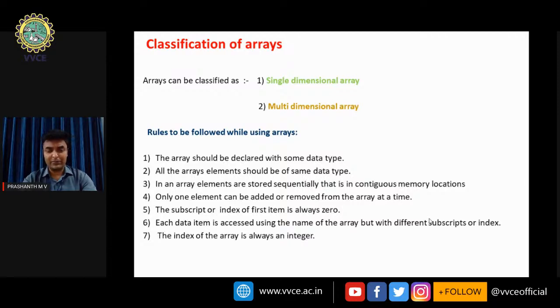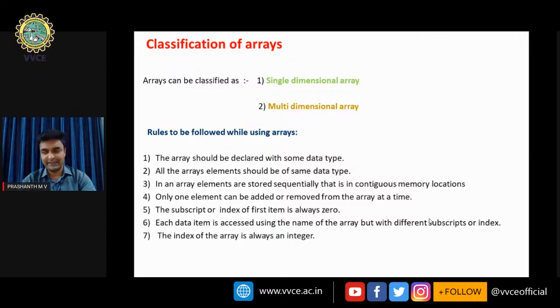I can't use the floating point value. I can't use the rational value like that. If I declare it as float, it should be floating numbers. If I declare it as integer, it should be an integer number. Clear? Then in an array, elements are stored sequentially, that is, in continuous memory locations.